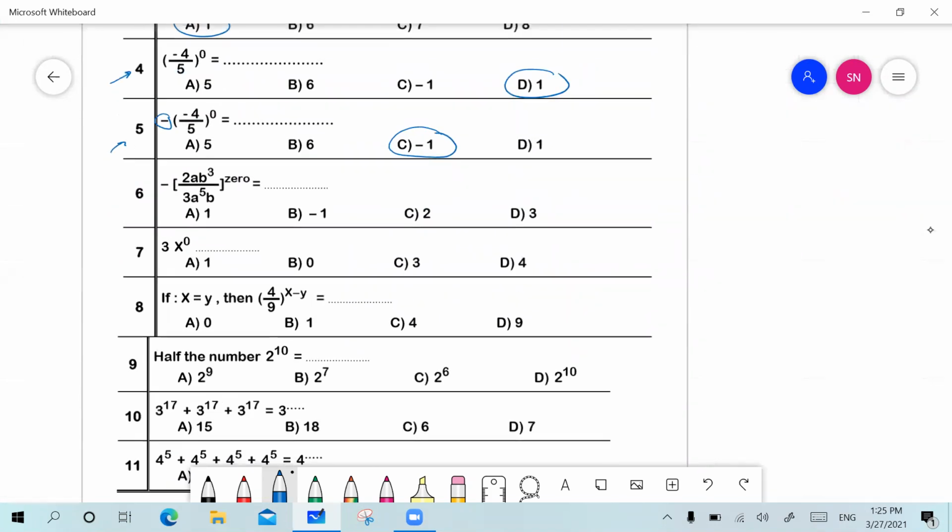Okay, and for number 6, what's going to be the answer of negative 2ab to the power of 3 over 3a to the power of 5b, all raised to the power of 0? Rodina? Negative 1. Why negative 1? Because the negative is outside of the bracket. Thank you.